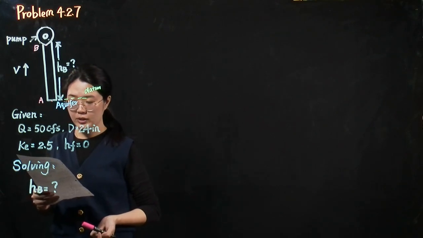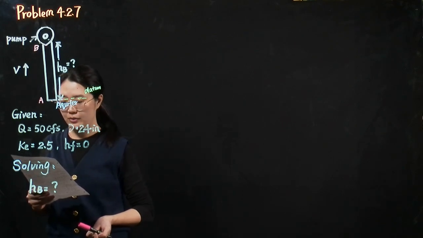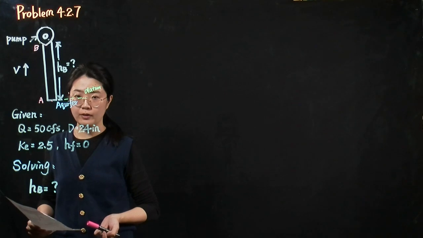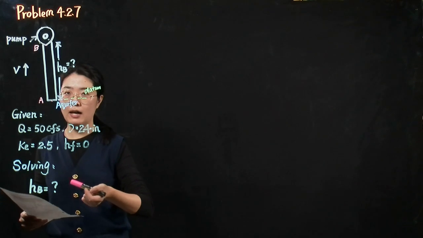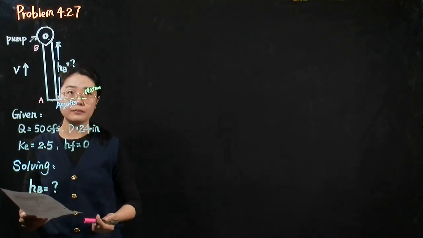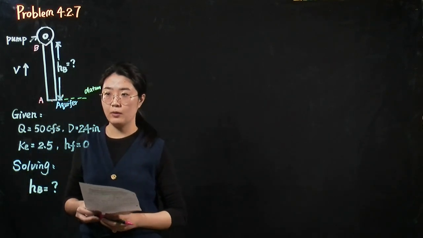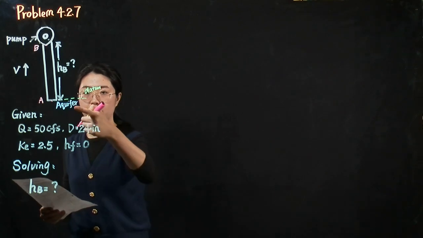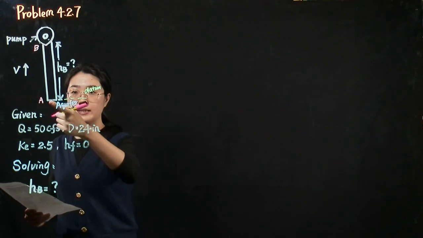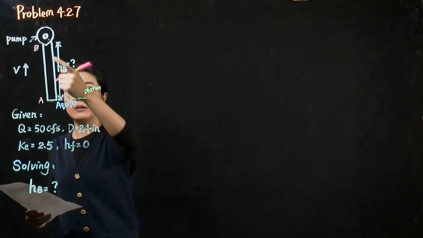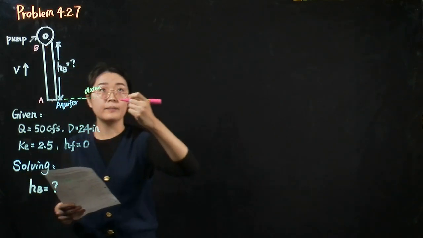In this problem, we want to determine the maximum height above the aquifer that the pump can be placed without encountering cavitation. In other words, we want to determine the maximum value of H sub B. To solve this problem, we set the datum at the surface of the aquifer. So we write down the energy equation at point A, which is at the surface of the aquifer, and also the suction side of the pump, which is at point B.